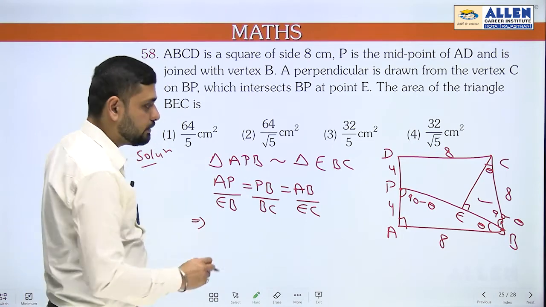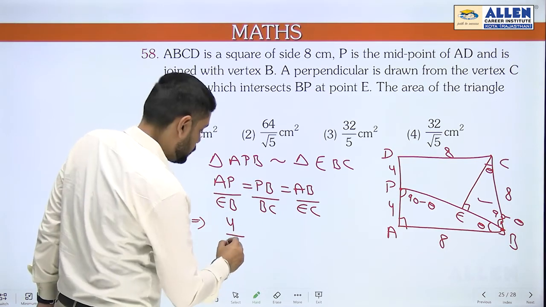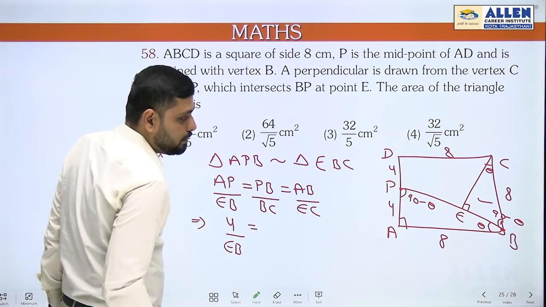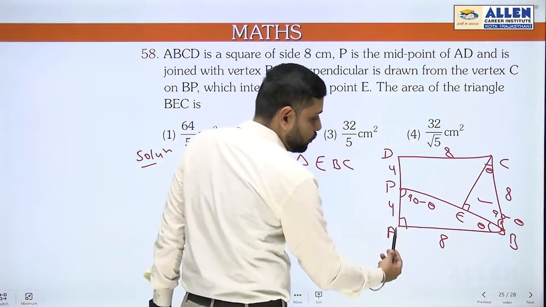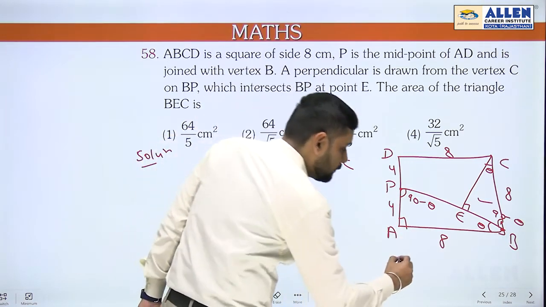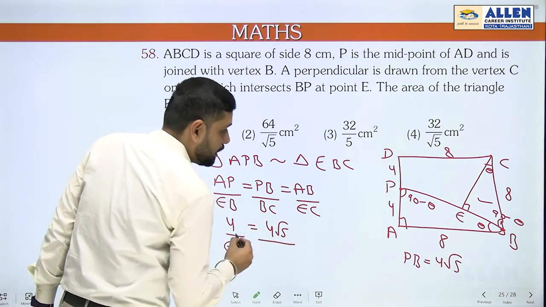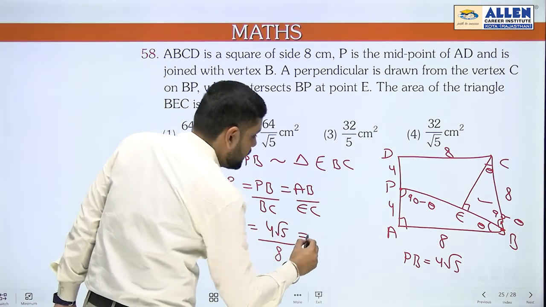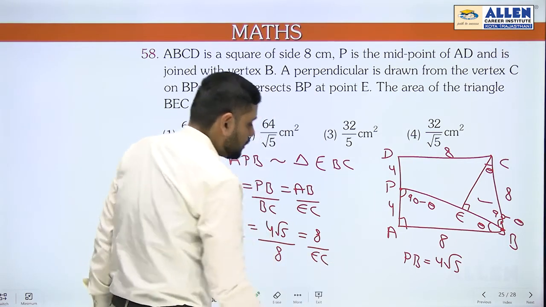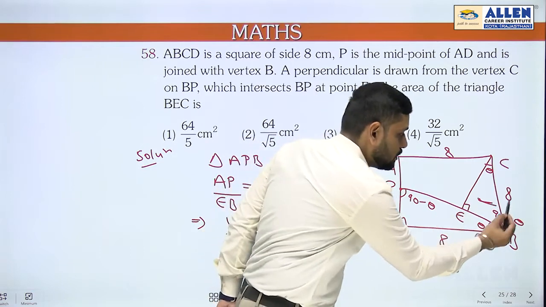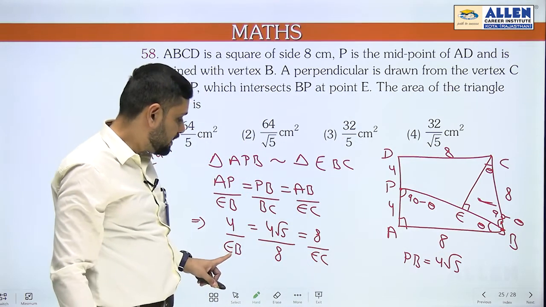And whatever information is given, we will write down. The value of AP is 4, the value of EB is not given, so we will not write it down, equal to PB. The value of PB we can find out because this is 4, this is 8, so we will apply Pythagoras theorem to get the value of PB. The value of PB will be 4 root 5. So 4 root 5 upon BC, BC is given as 8, equal to AB, which is 8, upon EC. EC is not given, because we need to find the area of this triangle BEC. So we require perpendicular and base, which means we require EC and BE. So we will get the values of EB and EC from here.